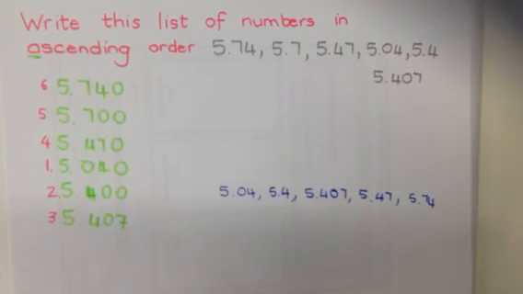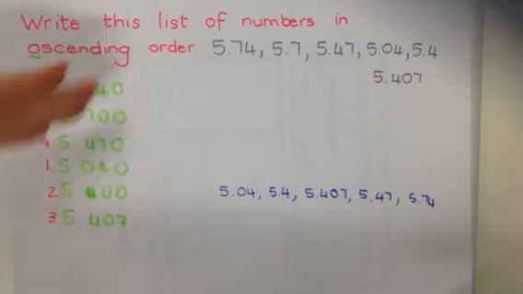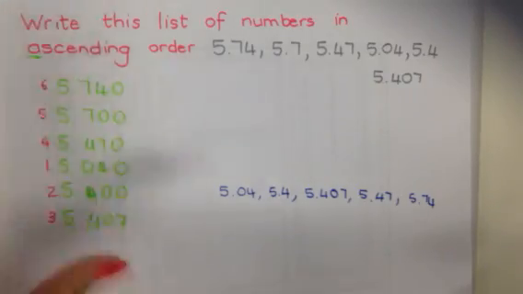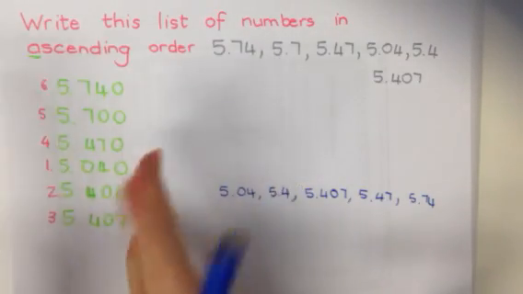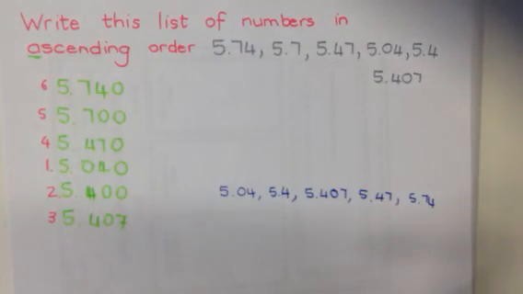So remember what to do, very important, write them down, fill in your zeros, make them all exactly the same amount after the decimal, and then compare them. All right? Have a go for it, please.